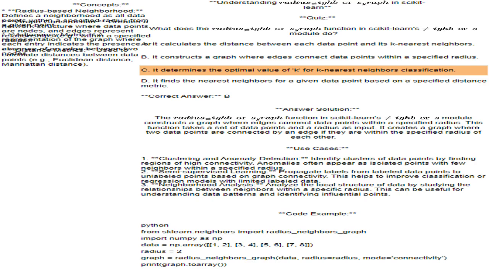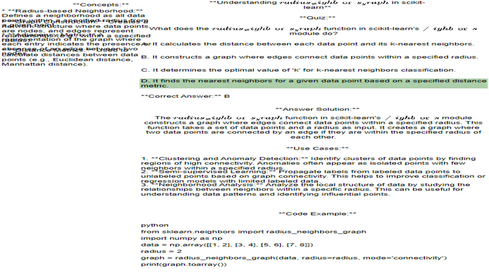This is similar to the functionality of kneighbors, not radius neighbors graph. Kneighbors finds the nearest neighbors for a given point, while radius neighbors graph builds a graph based on connections within a radius. False. D. It finds the nearest neighbors for a given data point based on a specified distance metric.